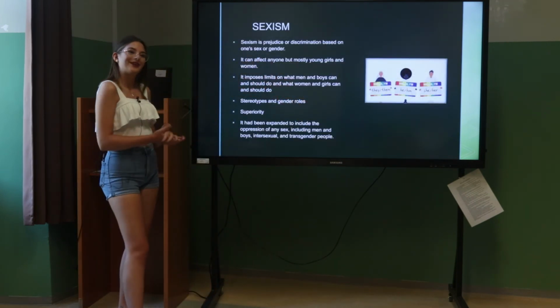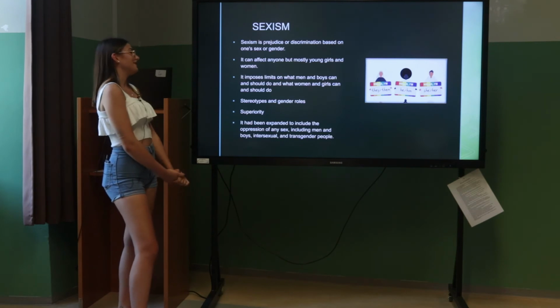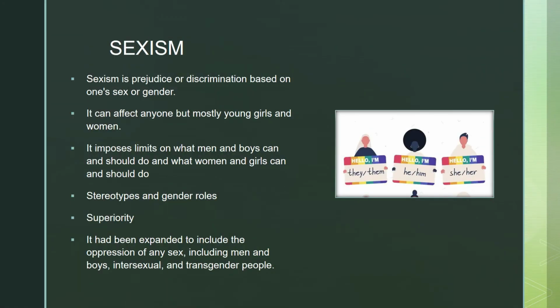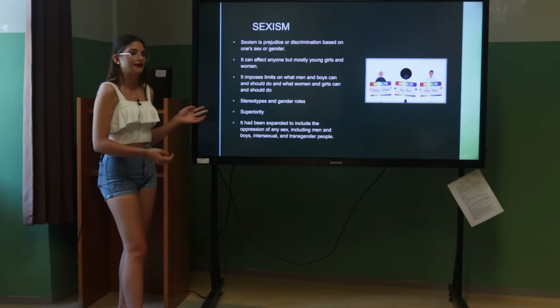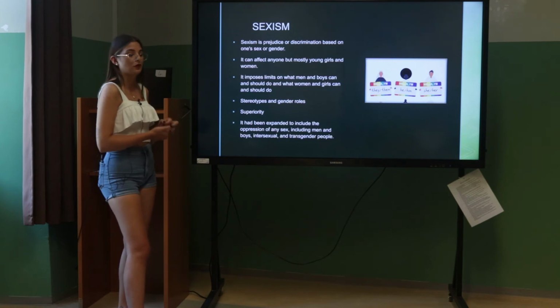Sexism, also a really current topic, is the prejudice or discrimination based on one's sex or gender. It can affect, of course, anyone, but mostly young girls and women. It imposes limits on what men and boys can and should do and what women and girls can and should do. There are many gender roles and stereotypes, and it's, of course, really harmful, mostly for kids.